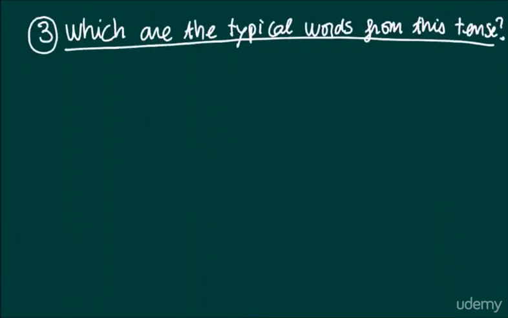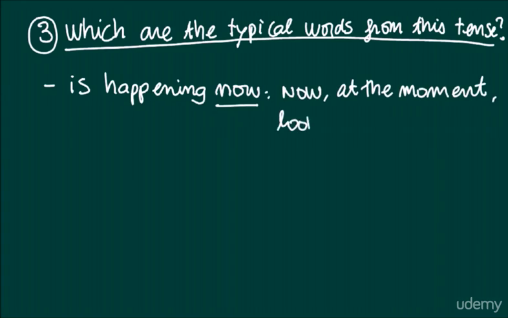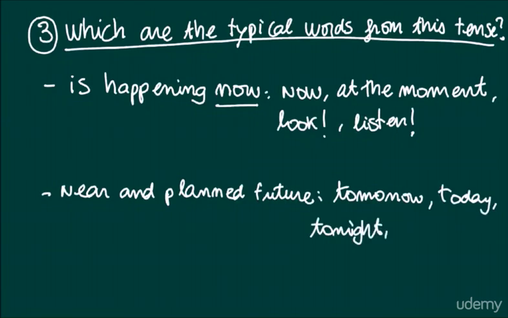3. Which are the typical words from this verb tense? If we use the present continuous to talk about something that is happening now, the typical words in this tense are the words that tell us that something is happening now, like now, at the moment, or look, listen. If we use the present continuous to talk about the near and planned future, then the typical words are tomorrow, today, tonight, this weekend.